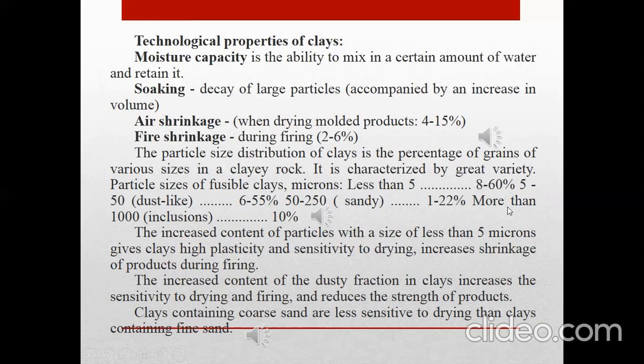The particle size distribution of clays is the percentage of grains of various sizes in a clay rock. It is characterized by great variety. Particle sizes of fusible clays, microns: less than 5, 8, 65, 50, dust-like, 6, 55, 50, 250, sandy, 122. More than 1000, inclusions, -10.